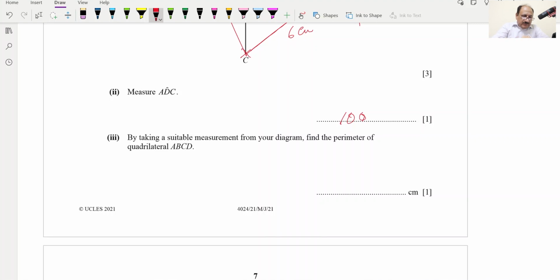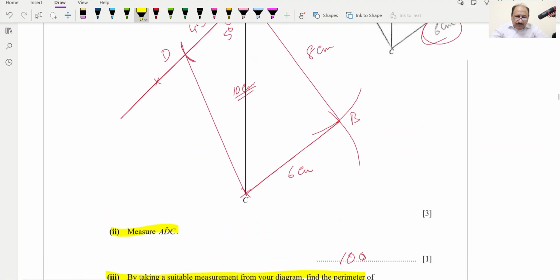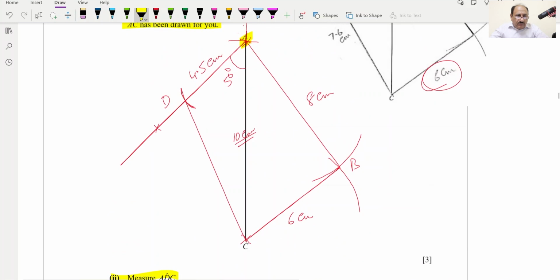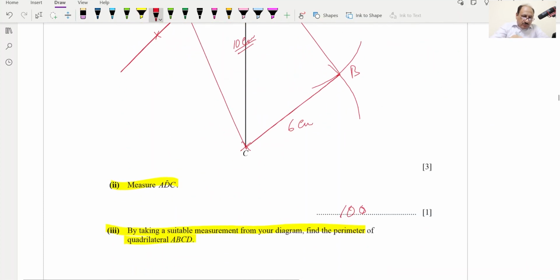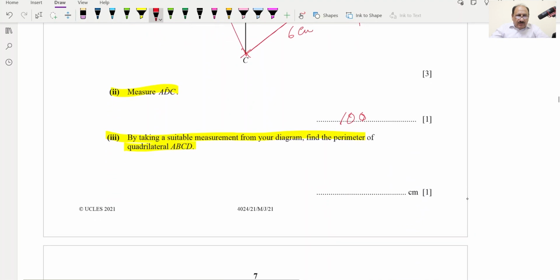Next is, after this one, by taking a suitable measurement from your drawing, find the perimeter of the quadrilateral ABCD. So we'll be taking this measurement, and this measurement is 7.6 as I have indicated over here. So we can take 7.6 centimeters and add all the values.